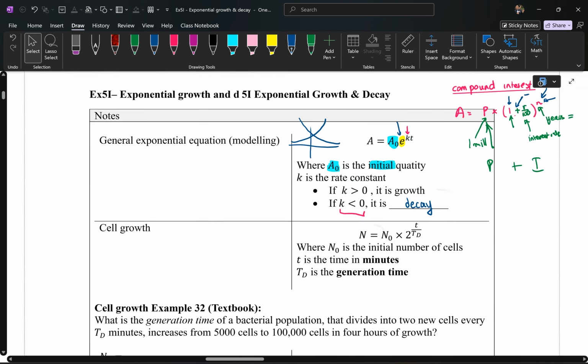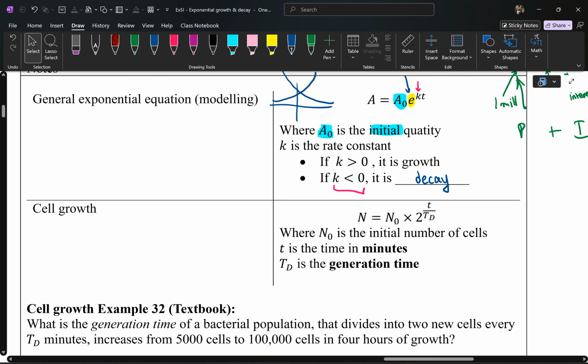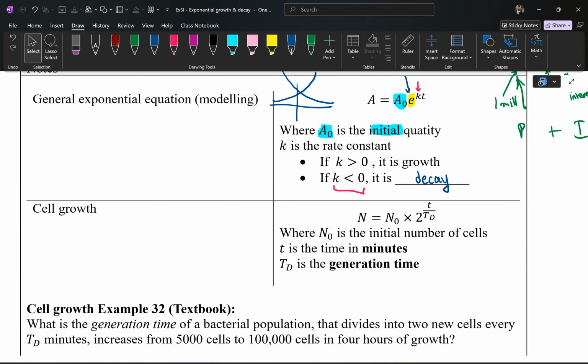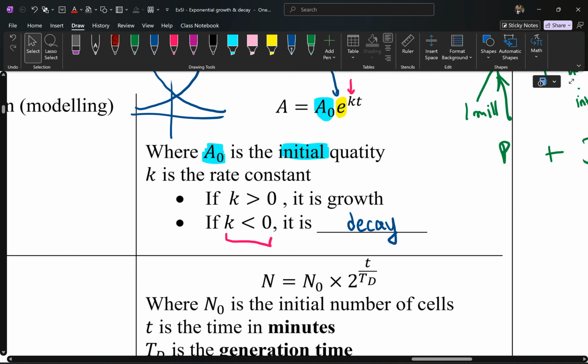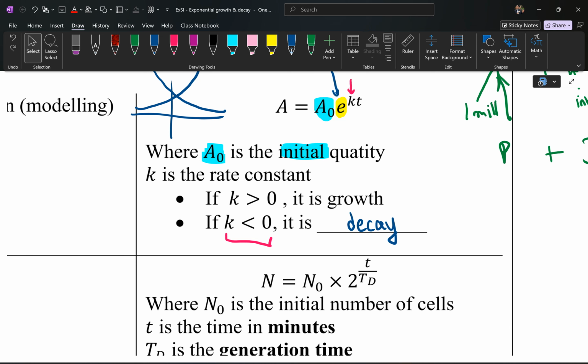Okay. Now, in your textbook, they give you this other formula, which really is still an exponential. This is still an exponential model, but I find that students get confused with the word generation time. So that's why I'm doing this example with you. This formula is exactly the same as what you see as a general exponential form. They still have the total amount at the end of a certain duration, the initial amount, okay, so N naught, is the initial number of cells. So this is specifically for cell growth problems. And 2, why is it 2? It's not always 2, but the problems that you get in your textbook will be 2. And the reason why is because they split in 2.